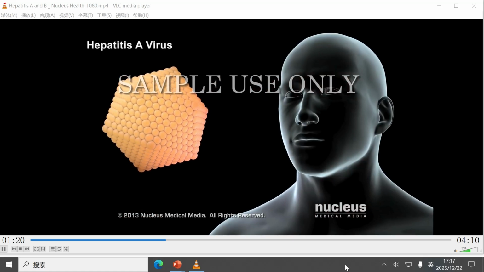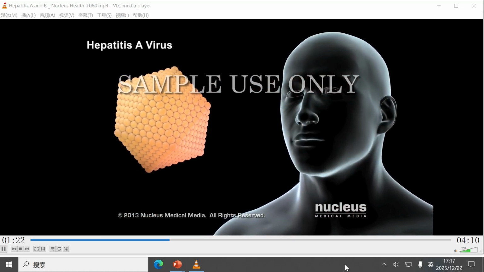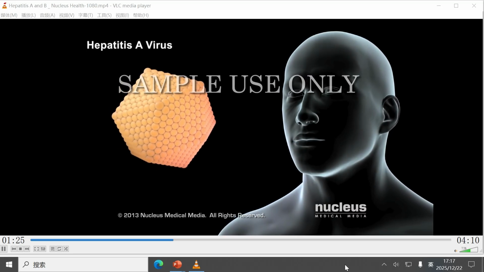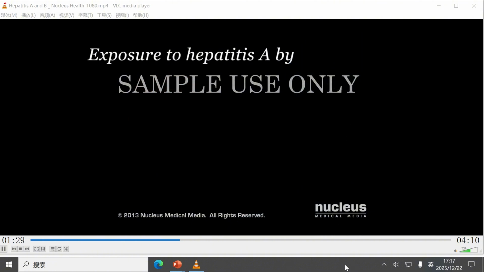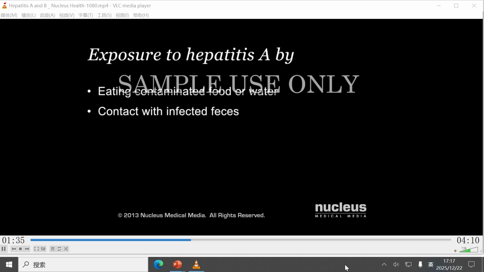If you have hepatitis A, the virus entered your body when you were exposed to fecal matter from a person infected with the virus. You may have been exposed to the virus by eating contaminated food or water, contact with infected feces, such as during a diaper change, or having unprotected sex with a person infected with the virus.